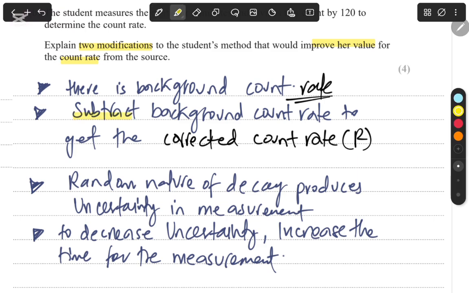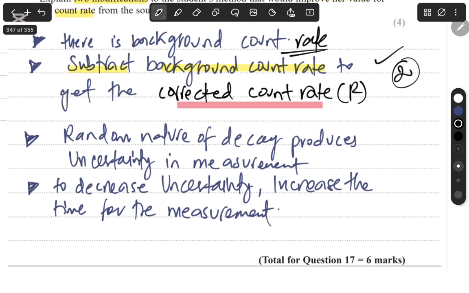Then you have to say what we have to do. We have to subtract the background count rate, and we're going to get our corrected count rate, and that's one of the modifications. I think many people get that right. So that's going to be 2 marks right there. Then the second point is a little difficult to understand. It says the random nature of decay produces uncertainty in measurement. So that's going to be your third point.